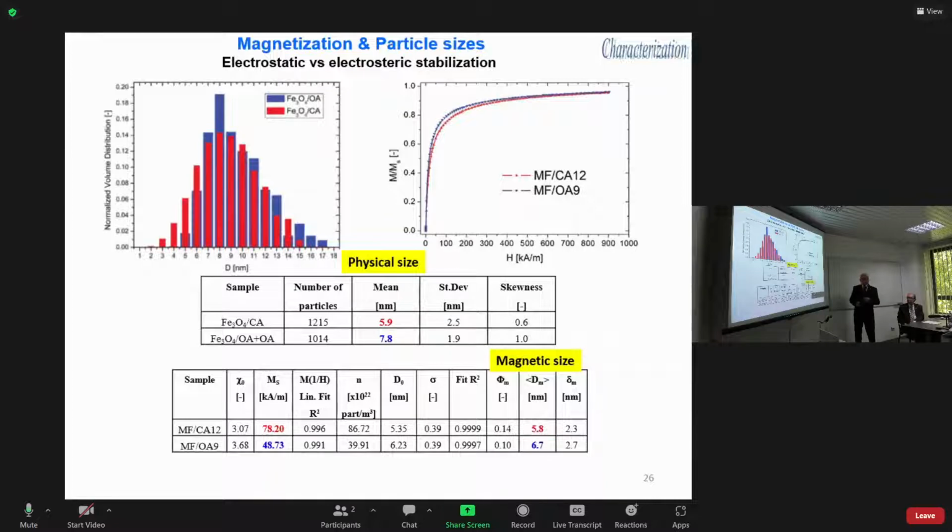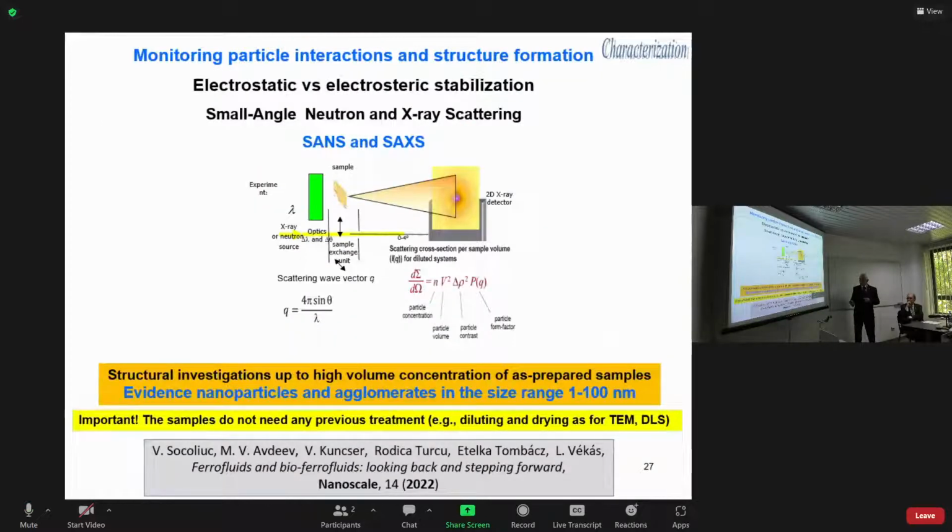The difference between these two ferrofluids resides in the preparation mechanism, and you can see the values here: about 6 nanometers for the citric acid stabilizer and about 7.8 for the double layer oleic acid sample. Now scattering, to see how it looks.